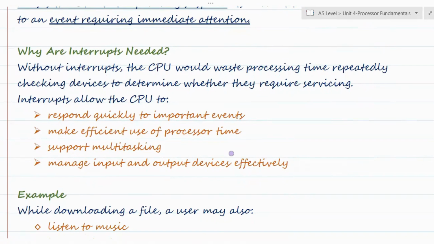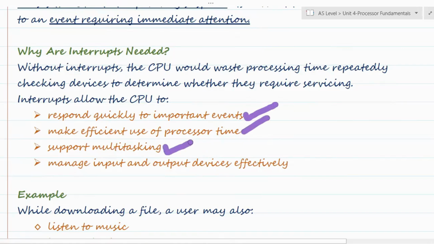Instead of the CPU checking devices repeatedly, whether they need its attention or not, devices themselves notify the CPU whenever they require attention. As a result, interrupts allow the CPU to respond to important events, make efficient use of the processor time, support multitasking, and manage input and output devices effectively.